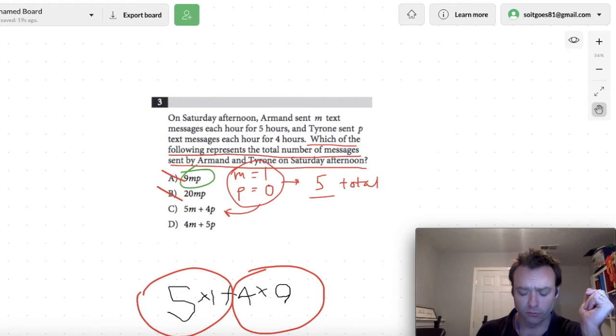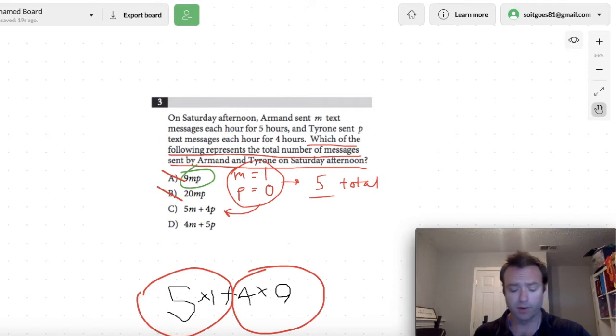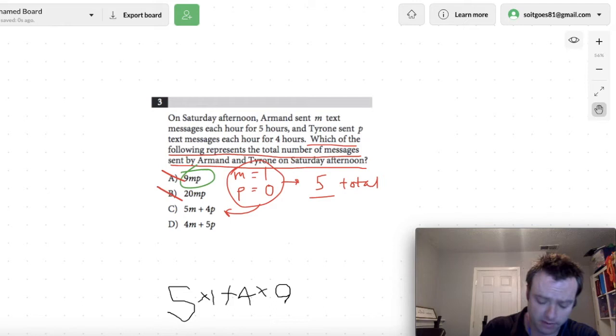So before we do any of the addition, we have to do the multiplication first, following that order of operations. This is 5 times 1. What's 5 times 1? 5. And then plus, what's 4 times 0? 0. And what does that equal? 5. So that looks pretty good. We'll keep answer choice C. Does that make sense?